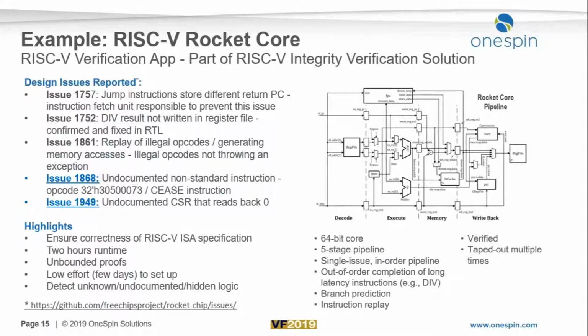The point is, this solution can reveal things. Not only corner case bugs, ensuring that the hardware does what it's supposed to do, but also things where the hardware is doing something that it's not supposed to do. And that's the crucial aspect of trust. So this was quite an interesting finding.